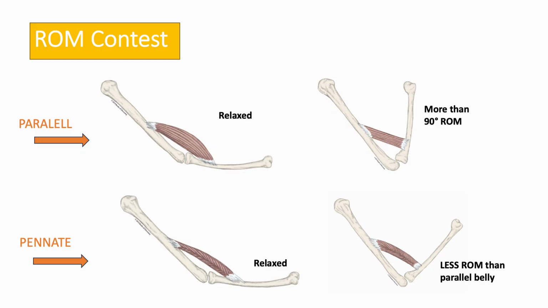So the bottom row, which is the pinnate, it's a powerhouse. And remember when we talk about that feather design, because the fibers are diagonal, and these are much shorter than parallel fibers, and overall, shorter fibers can't contract over a long distance. So the result is you get less range of motion, and notice on the slide that it can't pull the bone nearly as far.